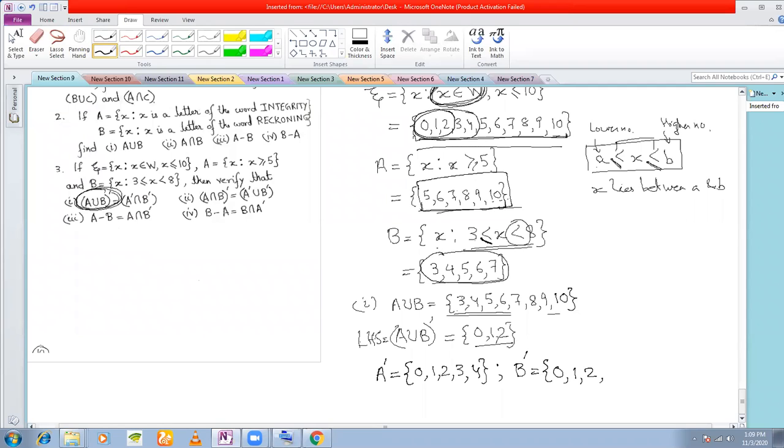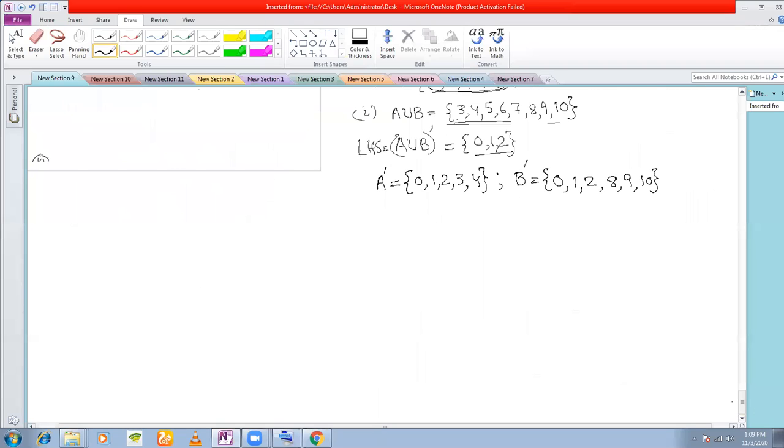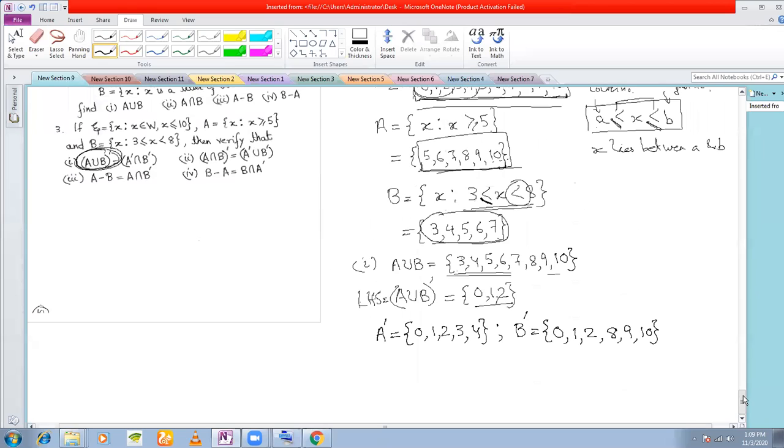Okay. And you have 3, 4, 5, 6, 7 there in B. So we will not write them because they cannot be in B complement. So the next we'll start with 8, 9, 10. Okay. So this is A complement and B complement.